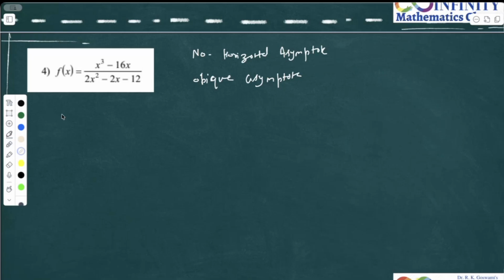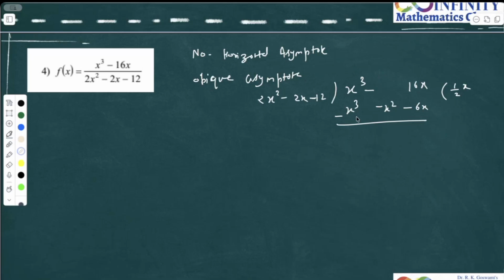For this, you need to divide the numerator by the denominator. I'm asking you to help me divide x cubed minus 16x by 2x squared minus 2x minus 12. First of all, I will use 1 by 2x, which times the denominator gives x cubed minus x squared minus 6x. The sign here was negative there.